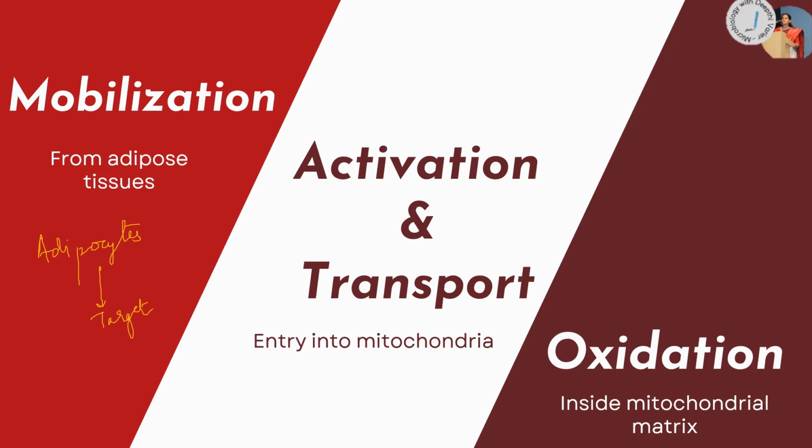The second step is activation of the fatty acid. We need to activate it, we need to charge it, you can say, in a way, and then it has to be transported into the cell. So here what we are talking about is transport into the cell and finally into the mitochondria of the cell, because that is where it is going to occur. The last step is the actual oxidation part, which occurs inside the mitochondrial matrix.